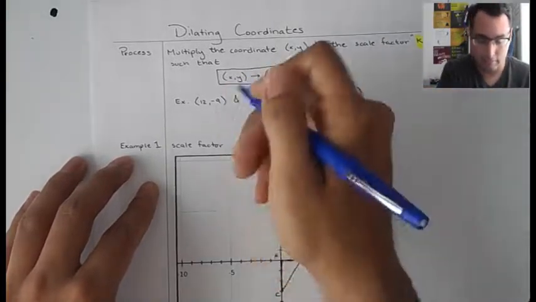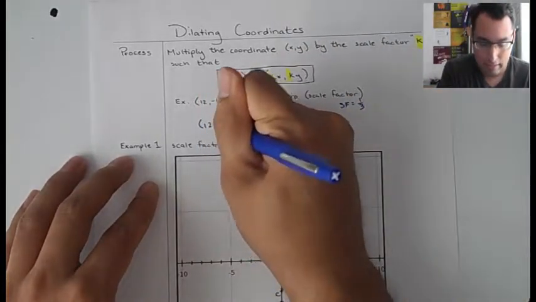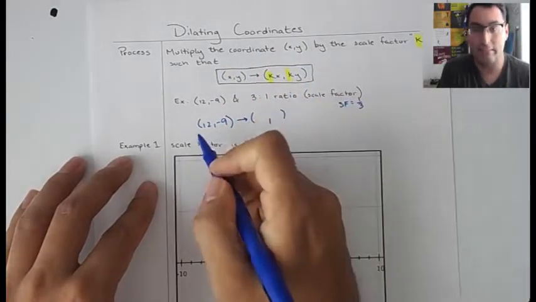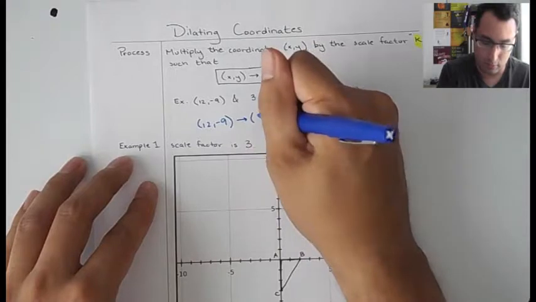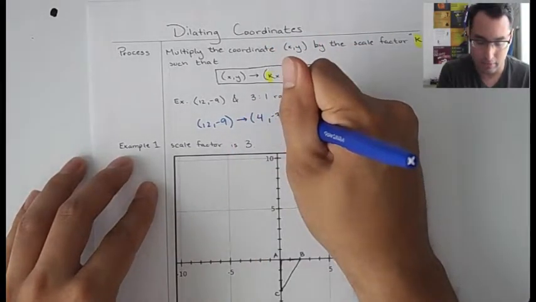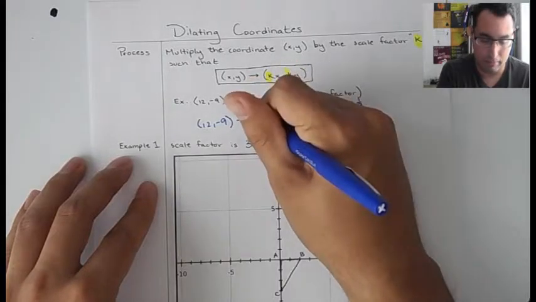So essentially I'm going to rewrite this. Just divide every single part by 3. So what is 12 divided by 3? That's 4. What is negative 9 divided by 3? That is negative 3. Right? Just divide everything by 3.